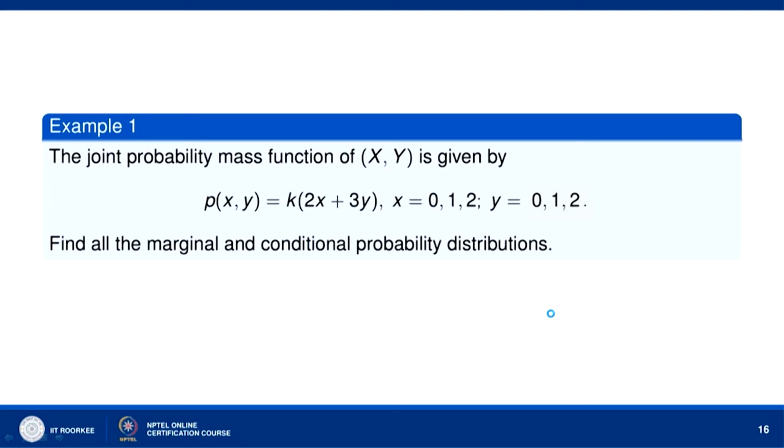Now, let us consider a problem on marginal and conditional probability distributions. So, the joint probability mass function of (X,Y) is given by p(x,y) equal to k times (2x plus 3y), x equal to 0, 1, 2, y equal to 1, 2, 3. Let us find first the joint probability distribution. Okay. So, X varies from 0, 1, 2 and Y varies from 0, 1, 2.